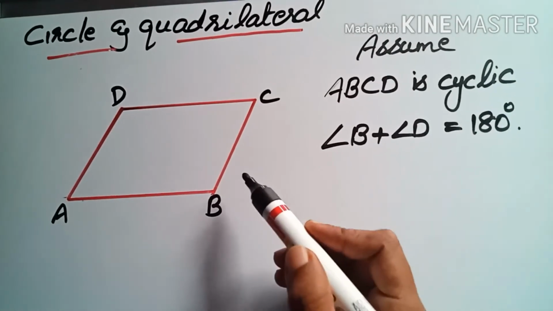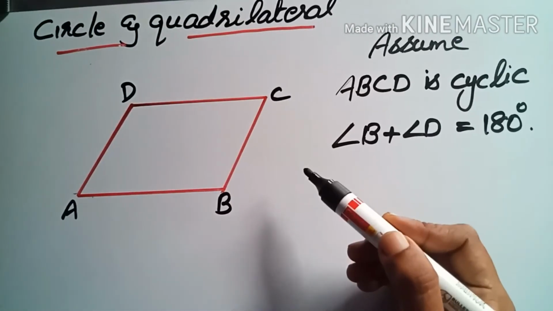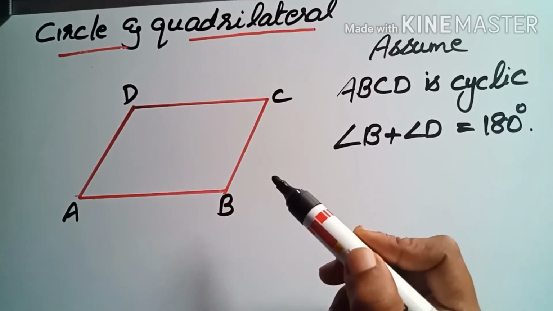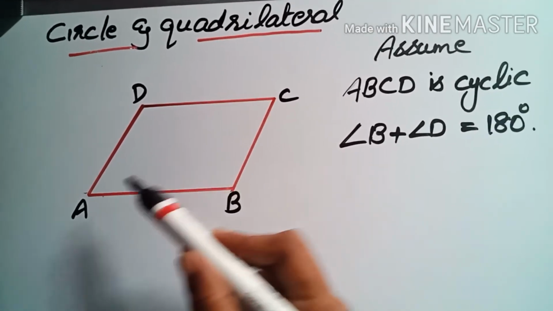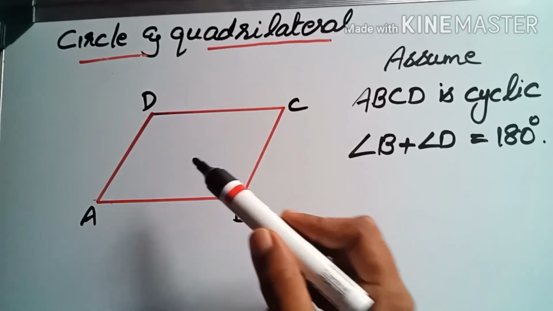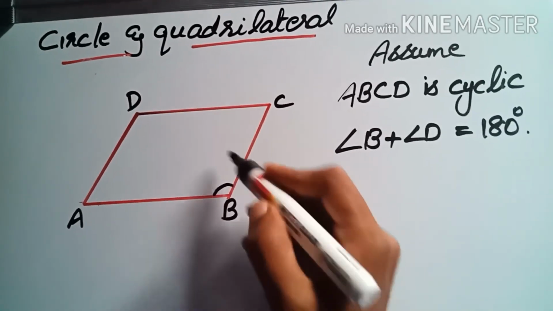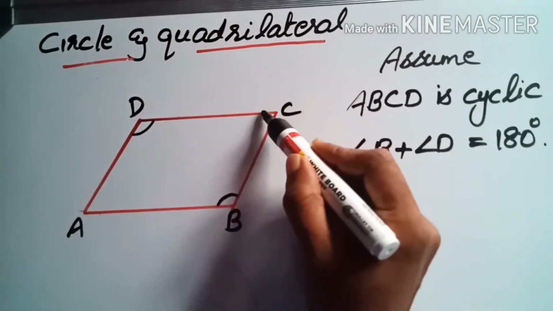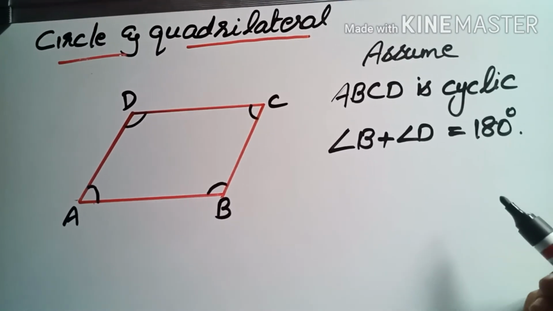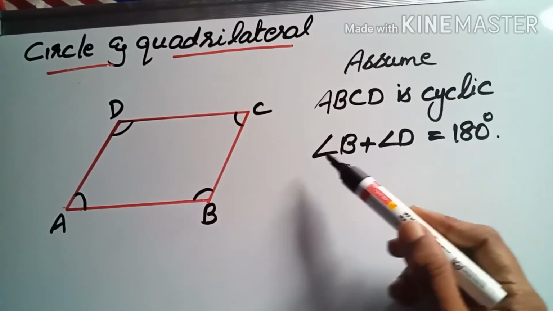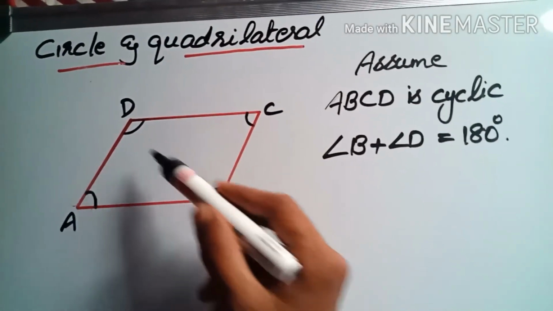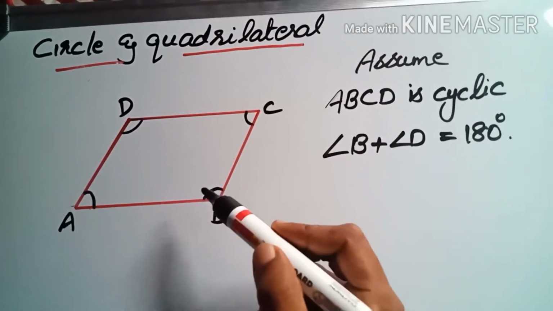But what is the speciality of the angles of a parallelogram? In the question itself it is given that this figure is a parallelogram. In 8th standard we have learned that opposite angles of a parallelogram will be equal. As it is a parallelogram, these two angles will be equal, and these two angles will also be equal. That is a speciality of a parallelogram. Now we assumed it is cyclic, that's why we got angle B plus angle D equal to 180 degrees. So for a parallelogram these two must be equal also.